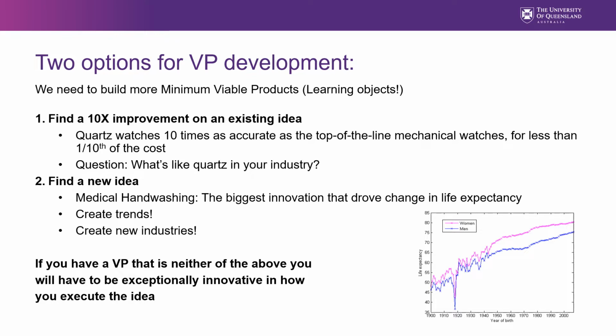So there are 2 key options for a value proposition to make sure that your business will be successful. It will either need to be an improvement on an existing idea or it needs to be a new idea. If your idea is not new or does not improve on an existing idea, you will need an exceptional implementation strategy.